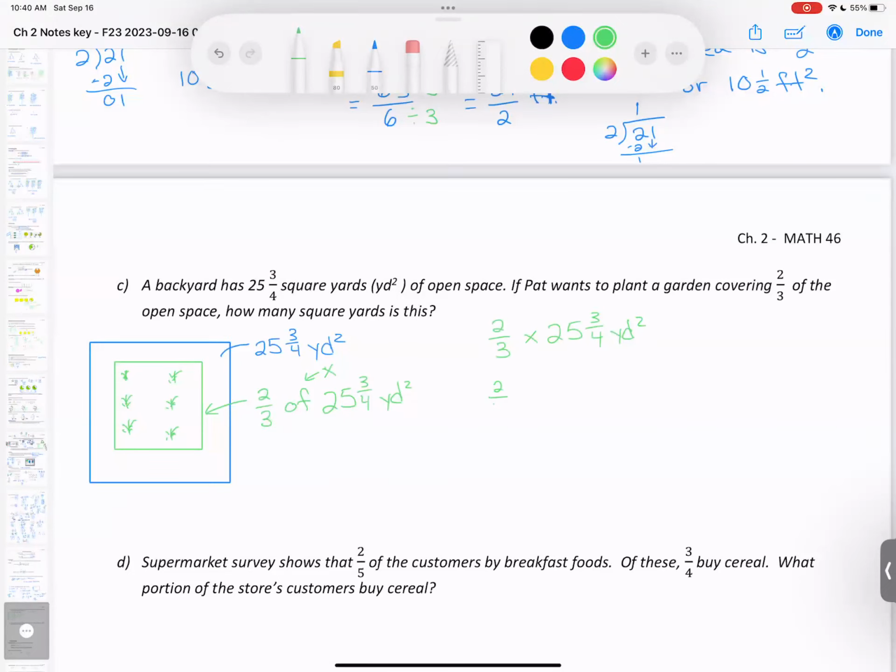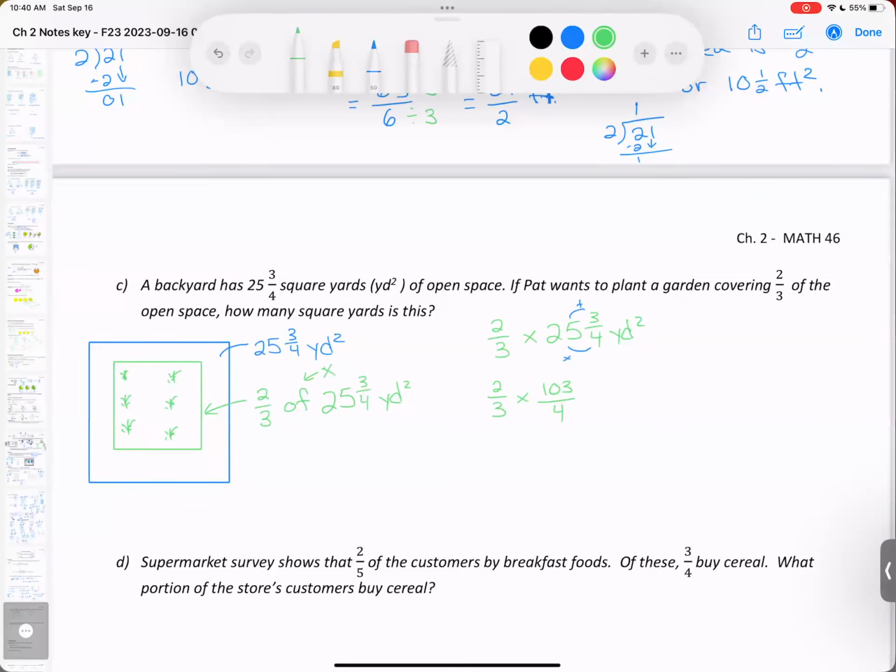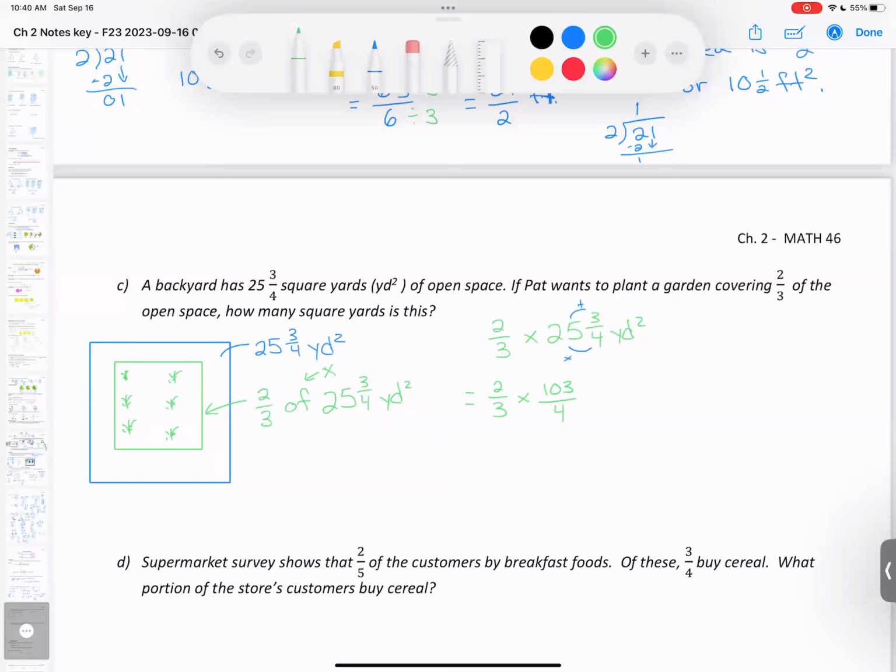First step is to change that mixed number into an improper fraction. So we're going to have 4 times 25 plus 3, that gives us 103 divided by 4. Okay, now we can do the multiplication. Let's do some cross simplifying here, because I can see I can divide a 2 out of the top and the bottom. And now we have 103 divided by 6.